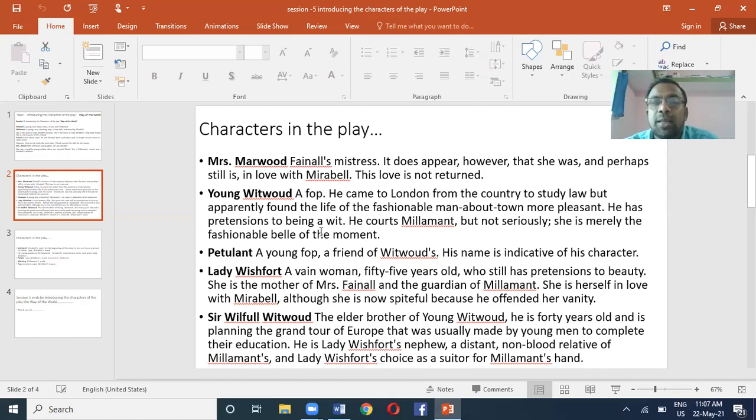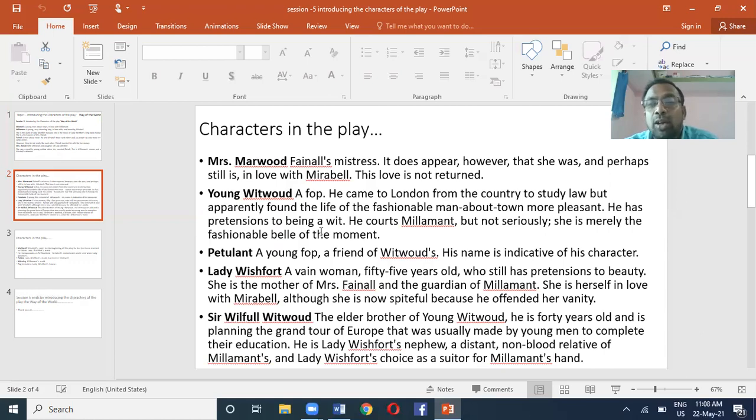She is merely the fashionable belle of the moment. Come to another minor character, that is Petulant. Petulant, a young fop like Whitwood, a friend of Whitwood. Whitwood and Petulant were at the same age when they were friends, like Mirabel and Fainall. His name is indicative of his character.